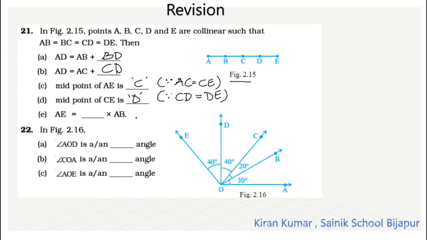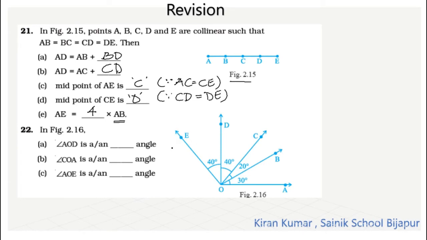AE is equal to dash times AB. If you observe it very carefully, the length AE has got 1, 2, 3, 4 equal parts. So it is 4 times of one of the parts, that is 4 times of AB.